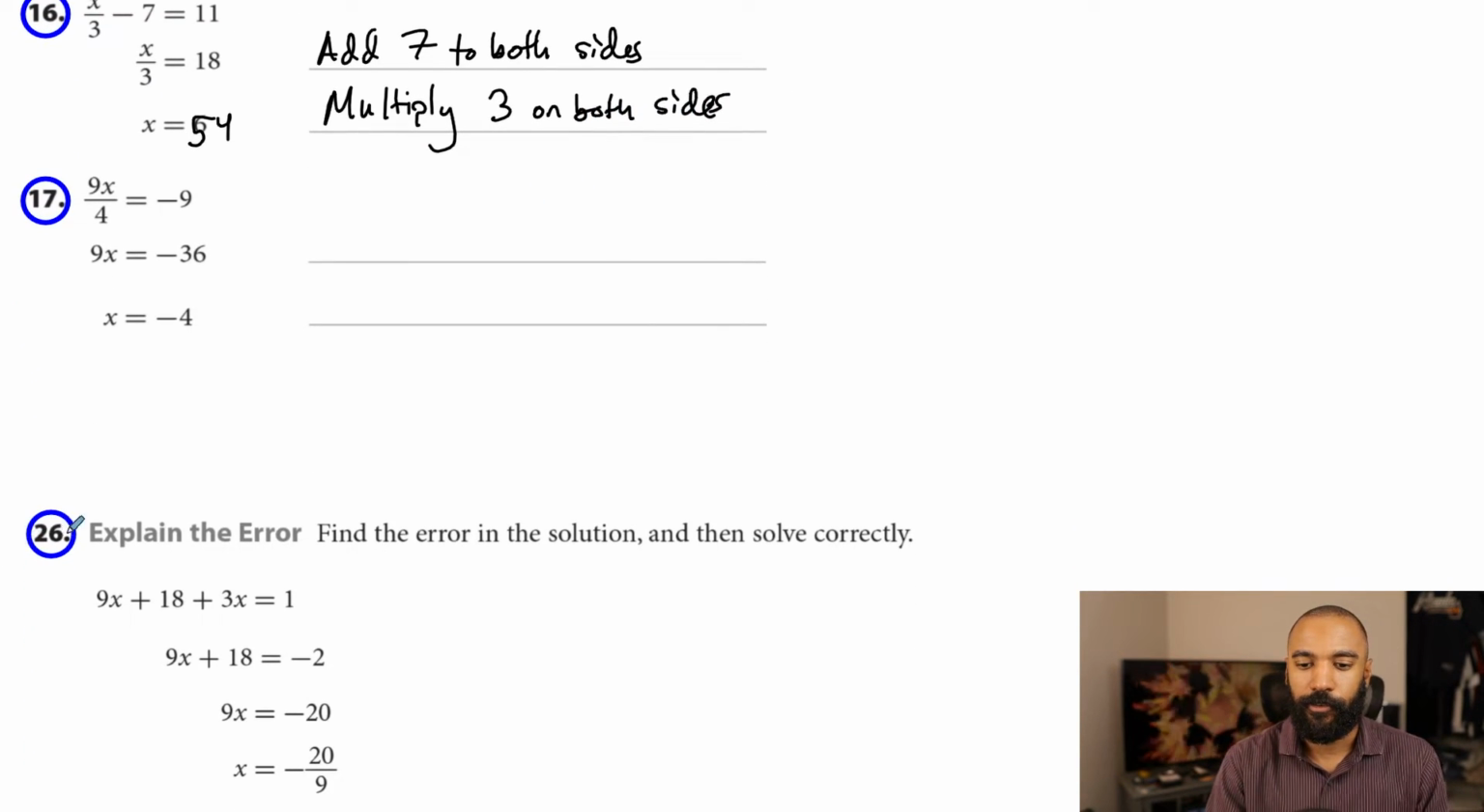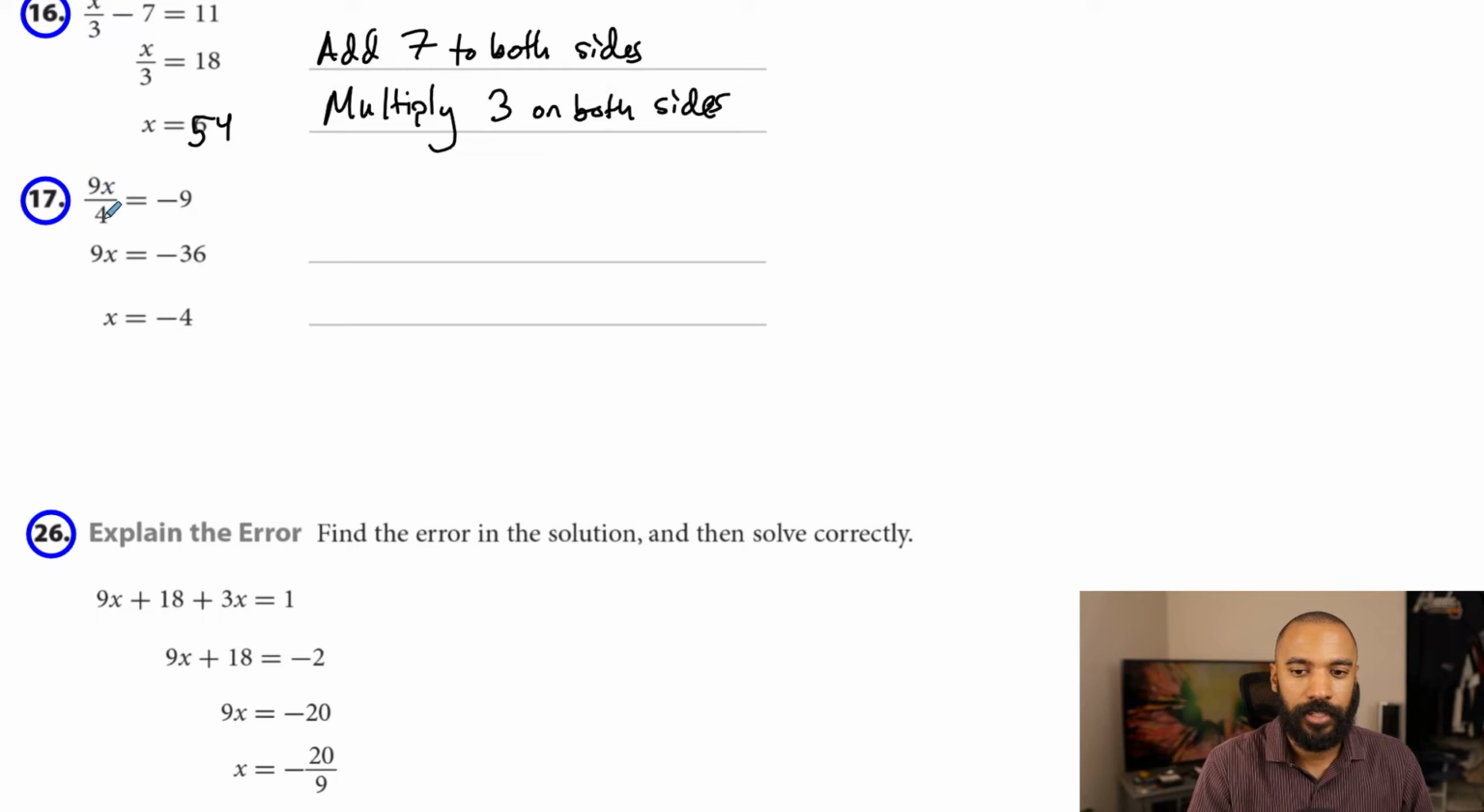Number 17, before I do 26 here: 9x over 4 equals negative 9. All right, there's more than one way to do this problem. It depends on order and how many steps you want to do. We're going to keep 2 steps from here. It clearly shows 9x attached at the hip, almost like you want to leave them together. And you see that they do on the next step. They keep the 9x. Where did the divided by 4 go?